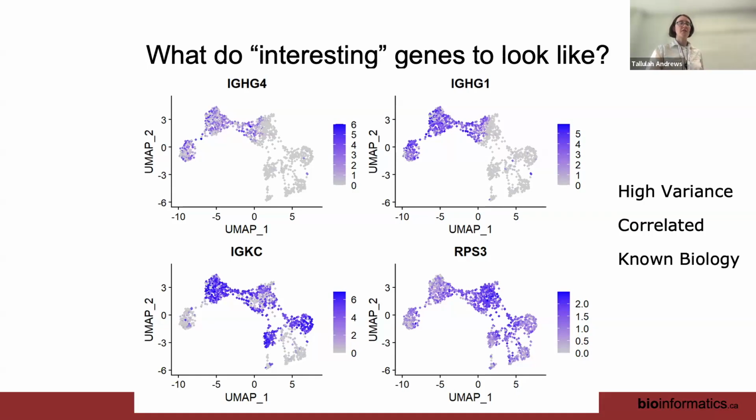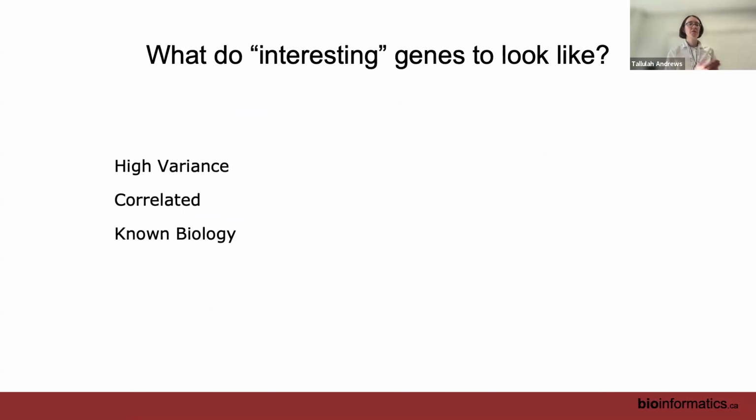And they're related to the known biology of these cells, right? They're the B cell receptor, these are B cells. So they're clearly important to these cell types. So if we want to use these characteristics to try and find our interesting genes, how could we go about doing that?